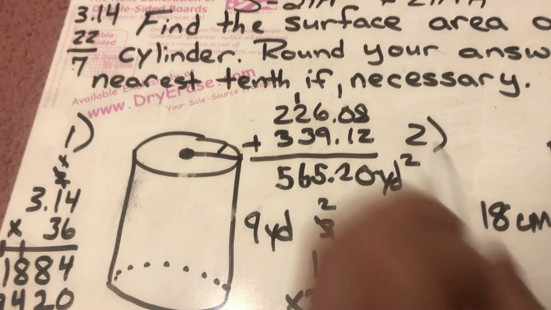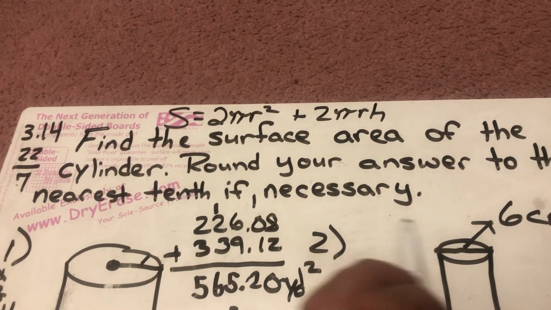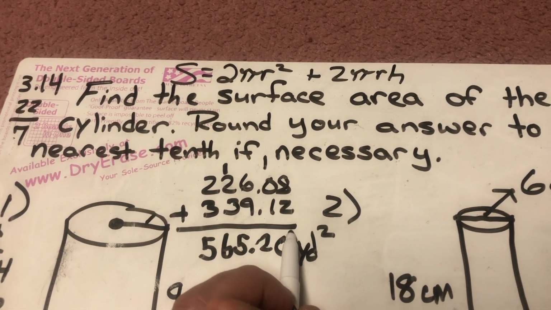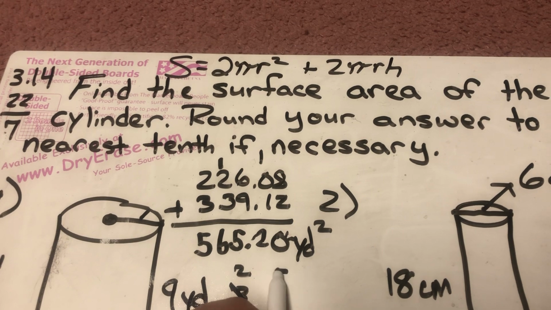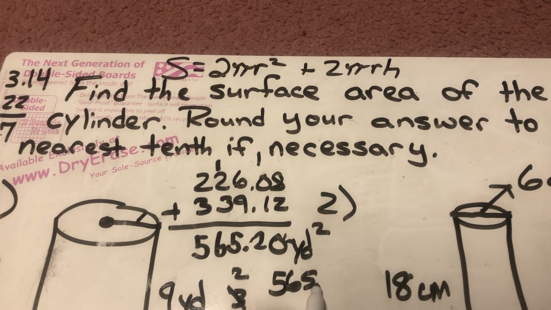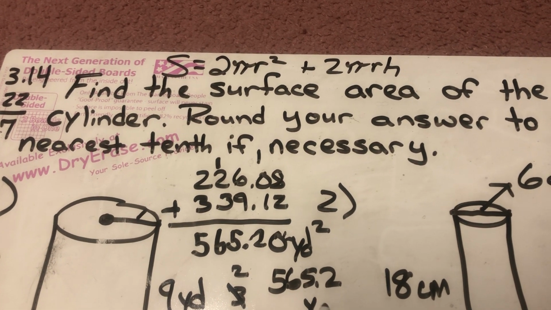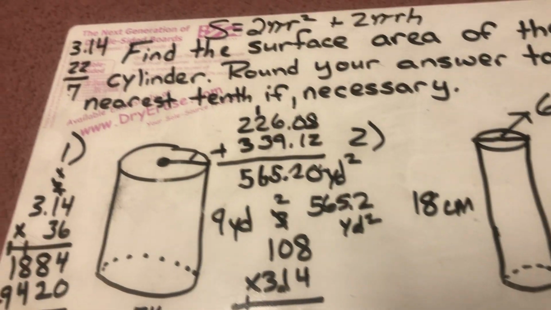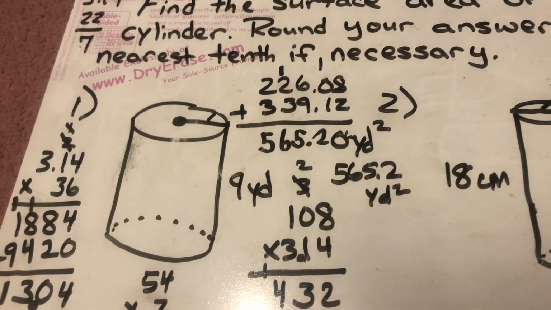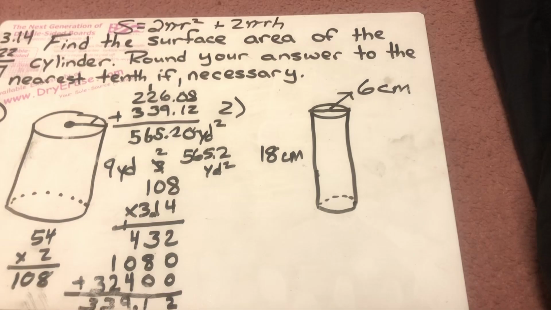square yards. But then it says round to the nearest tenth if necessary. The fact that that's a 0 means I could just leave this at 565 and 2/10 square yards. The 0 would tell me to round down. All right, let's move along into number 2.